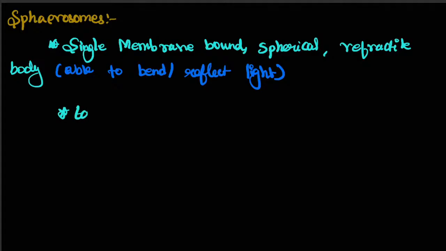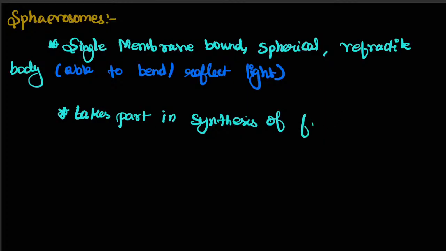Next, what else do you have, which takes part in synthesis of fats and the storage of fats. Okay, these are abundant in endosperms of oil seeds.